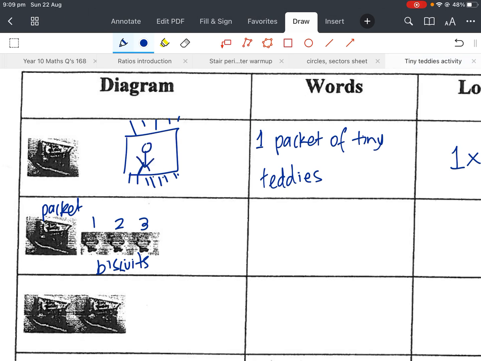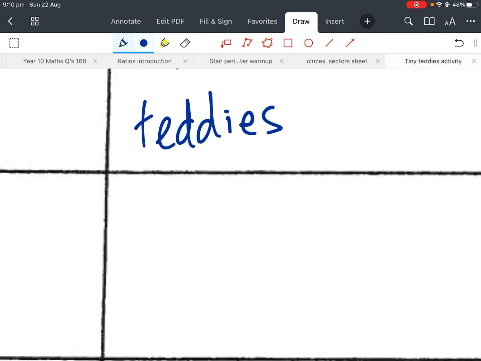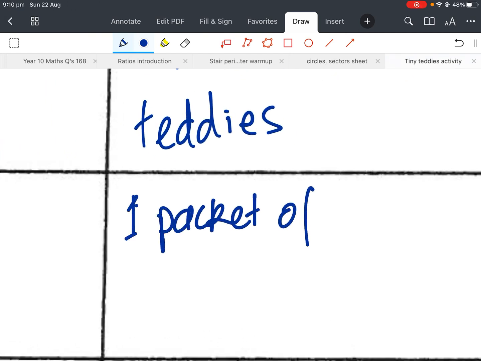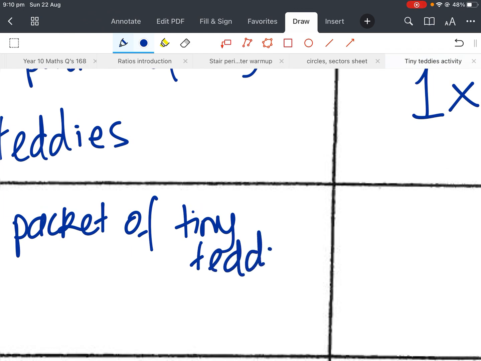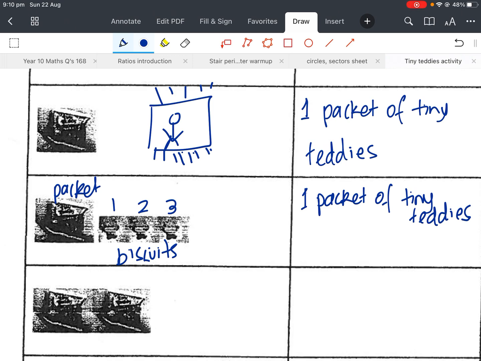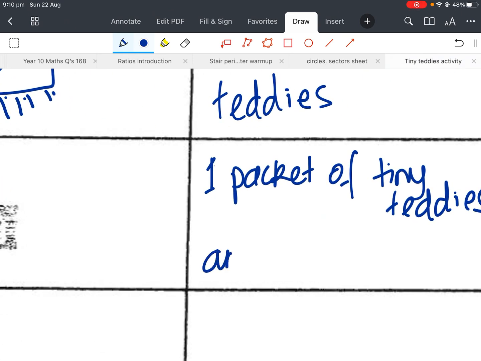Now, how many packets of tiny teddies do I have this time? Hopefully you said you've got 1 packet, miss. So that's what we're going to write in words. 1 packet of tiny teddies. Can you write that on your sheet or in your book, please? Now, that's not all we have, is it? No. What else do we have? How many biscuits? We also have, and 3 biscuits.